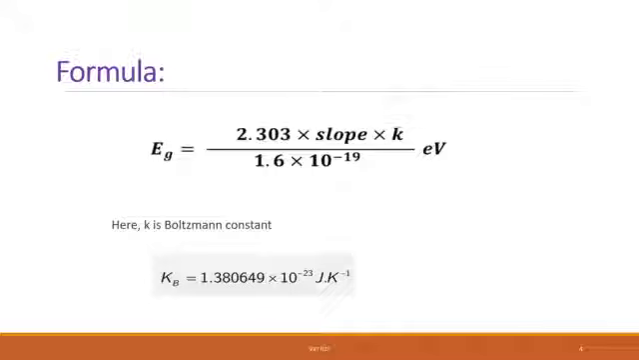Now, the formula to find the energy gap of a semiconductor here: Eg is equal to 2.303 into slope into K divided by 1.6 into 10 to the power of minus 19, in electron volts. Here K is the Boltzmann constant, and that value here we take as 1.38 into 10 to the power of minus 23 joule per Kelvin.